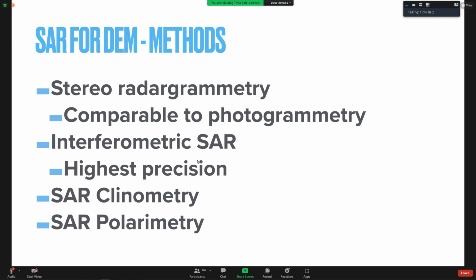Then we have SAR clinometry, where we just look at the amplitude changes. We can also reconstruct the DEM like that. That is basically shape from shading, which we also use for optical shape from shading. That would be SAR clinometry. And you can create a DEM from polarimetry by analyzing the polarimetric shifts that are caused by slopes, which we will not look at here, I think.